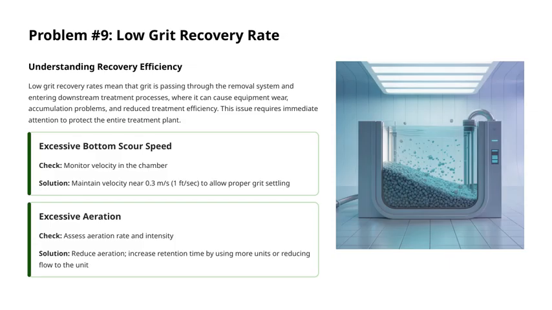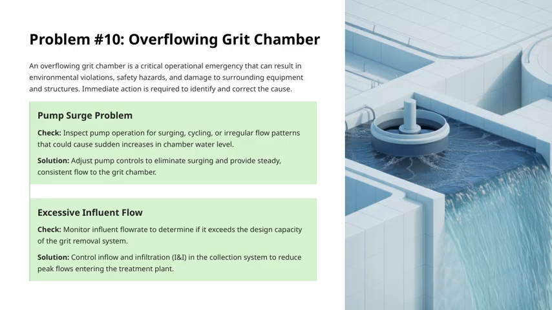We need to assess both the rate and intensity of aeration happening in the system. If aeration is too high, it can disturb the grit settling process. The solution here is to reduce the aeration and increase the retention time, either by adding more grit removal units or reducing the flow to the existing units. By controlling these factors, monitoring velocity and managing aeration, we can significantly improve grit recovery and enhance the overall efficiency of our treatment process. Now let's discuss problem 10, overflowing grit chamber.